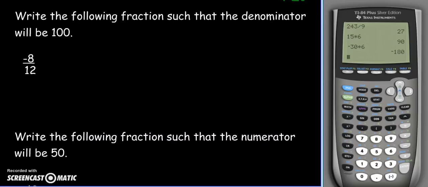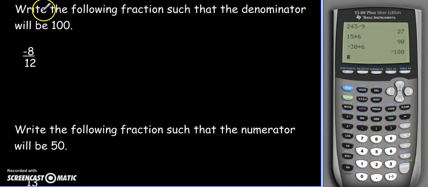Let's take a look at a couple more examples. Write the following fraction such that the denominator will be 100. This is interesting. We're going to try and get a specific denominator, which means, what would I multiply 12 by to get 100? Well, I can find that in 2 ways. Well, I know I want my fraction to be over 100, but I don't know what I want the numerator to be. So this is equivalent to this for a given number, which we're going to find out now.